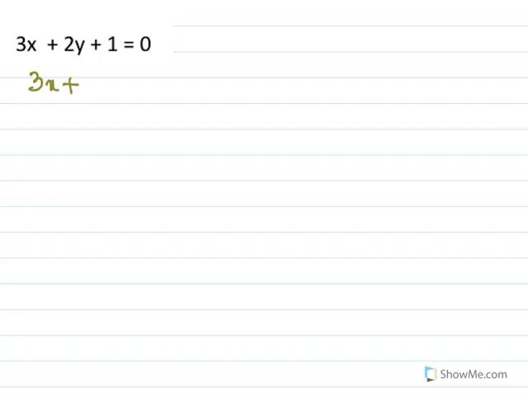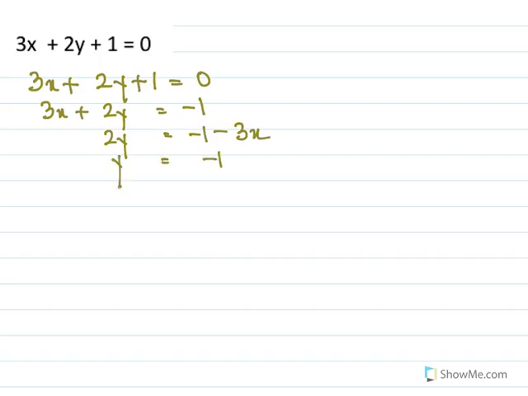Now for the next one, we have 3x plus 2y plus 1 equal to 0. So 3x plus 2y equal to minus 1. And we have 2y equal to minus 1 minus 3x. I'm taking the 3x on the other side. And y equal to minus 1 minus 3x over 2. So this is important now. We need to put the values of x here.